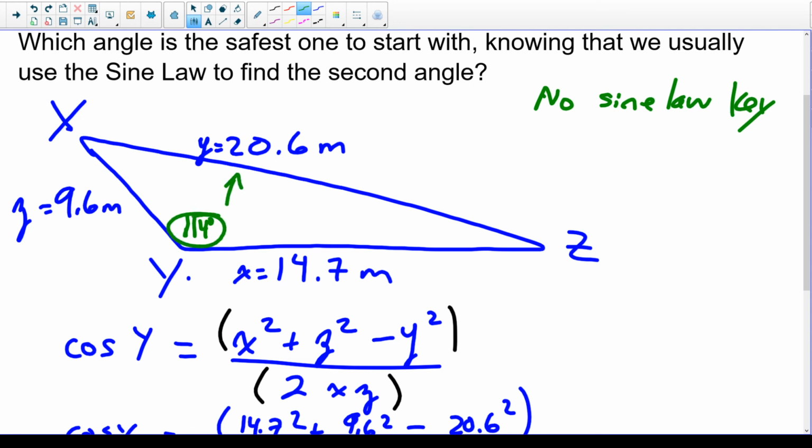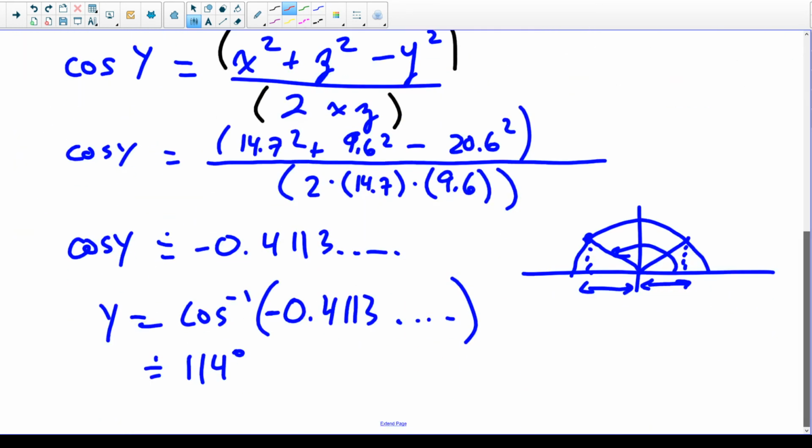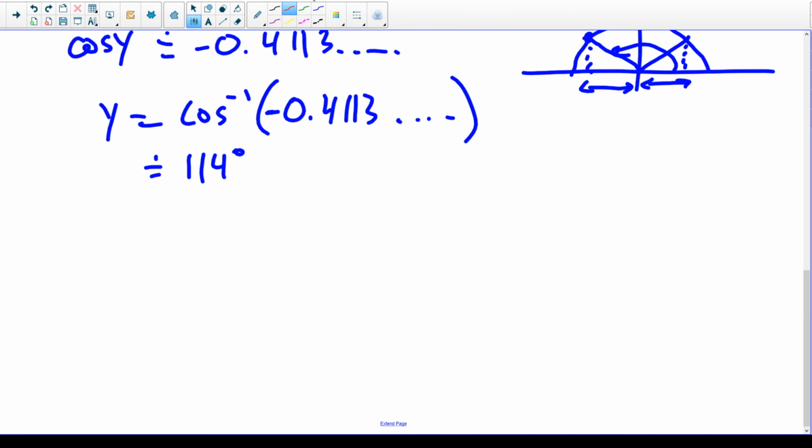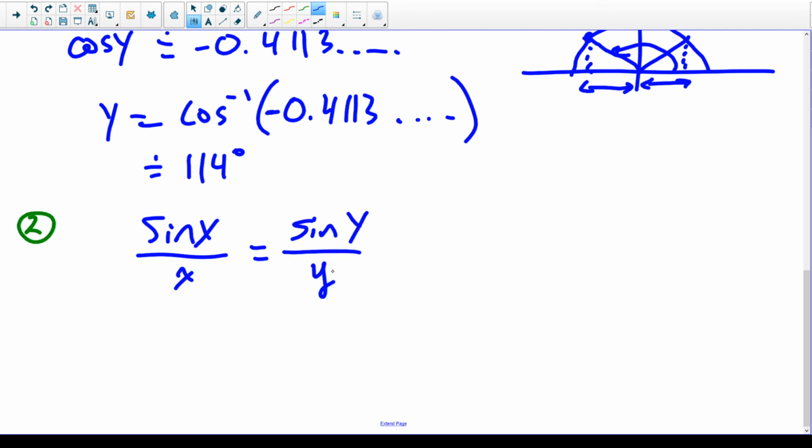Okay, well now I have a sine law key. So let's say we find angle x next. This will be step 2 here. We're going to do sine x over little x is equal to my key values, sine big Y over little y. And because my y side is bigger than my x side, I don't have to worry about the ambiguous case. So I'm going to isolate and sub in the numbers as I go.